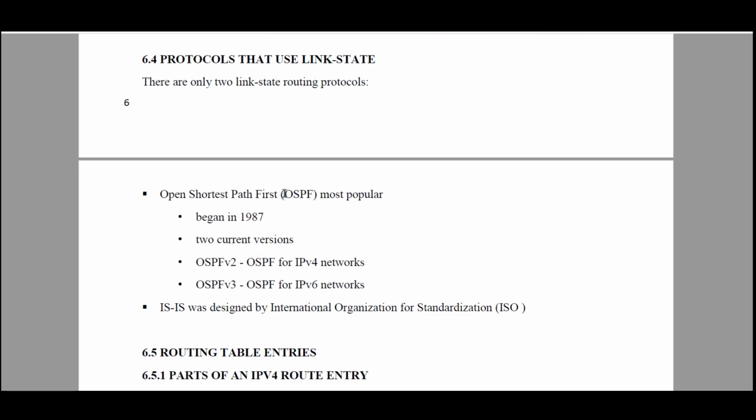Now you can see OSPF means Open Shortest Path First. This is the name of the algorithm. This algorithm was developed in the year 1987 itself. There are 2 different versions available, OSPF v2 and v3. OSPF v2 is used for IPv4 networks. OSPF v3 is used for IPv6 networks. So we are going to use only OSPF v2, in Packet Tracer, for IPv4 networks.